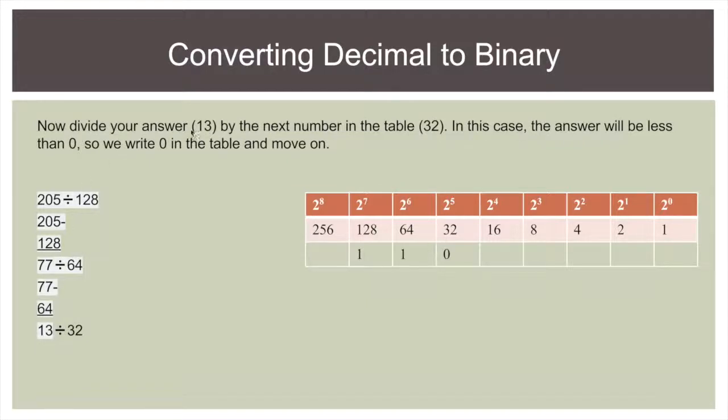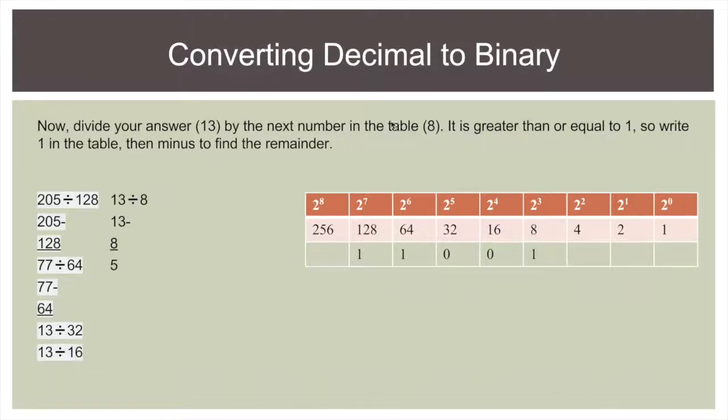So now we divide our answer by the next number on the table. So 13 divided by 32, it doesn't go. So it'll be 0 point something. So in this case, we're going to write a 0 and move on to the next step. The next step is dividing 13 by the next number in the table, which is 16. 13 divided by 16 also doesn't go, so we write a 0 and move on. 13 divided by 8 does work, so we write a 1. We minus 8 from 13, we get 5 as our remainder, and we'll use that.